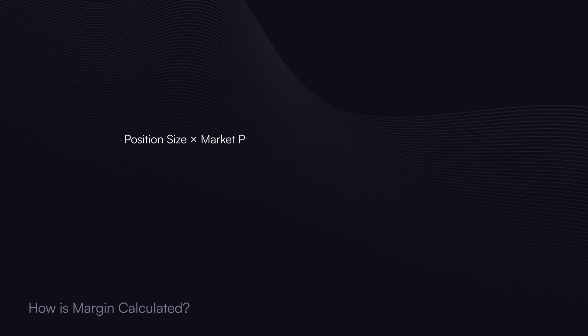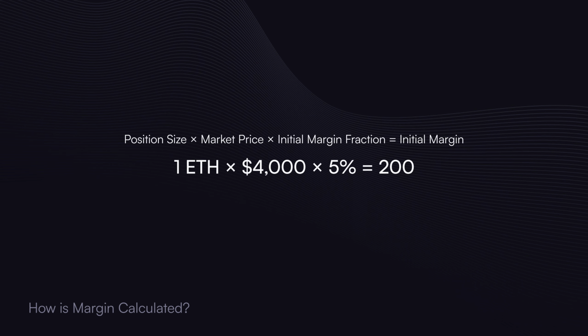fraction. To make this easier to understand, let's break this down with a practical example. Imagine you want to open a long position with a size of 1 ETH and the current market price for ETH is $4,000. The initial margin fraction for the ETH market is set at 5%, while the maintenance margin fraction is 2.5%. The initial margin requirement, i.e.